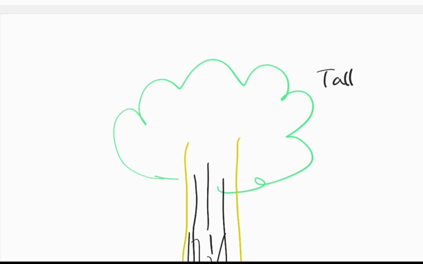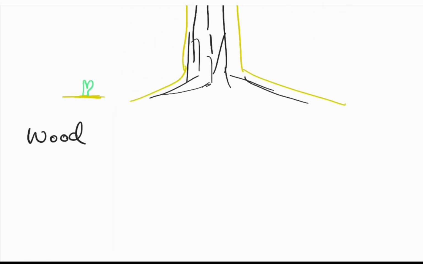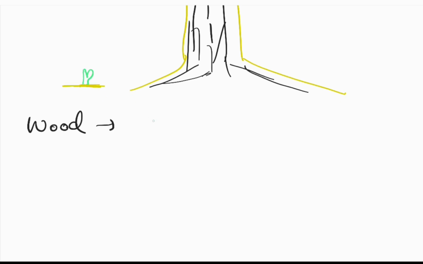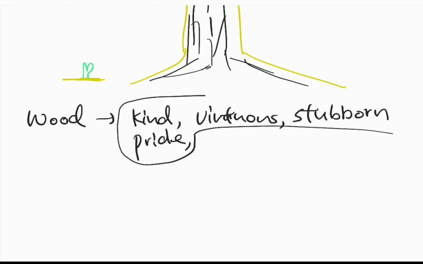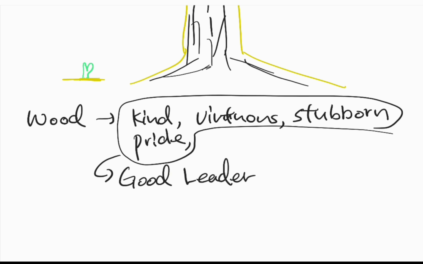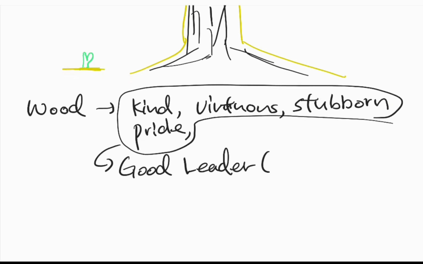And if you think about wood, they are very kind, virtuous, and stubborn, because they don't usually bend. Stubborn. Sorry about the alphabet. So this means pride. But because of this nature, they tend to become good leaders too. Of course, you need to see the entire chart, but they become good leaders. One example is Elon Musk.